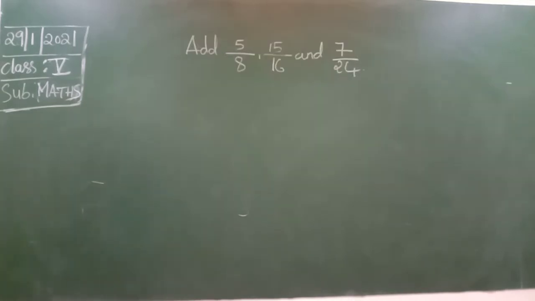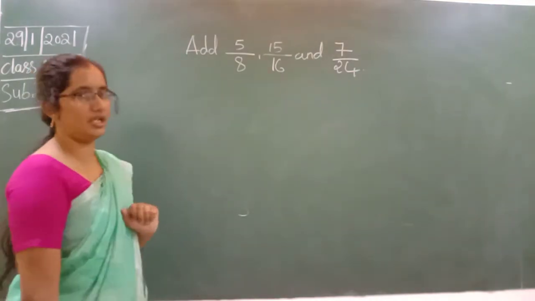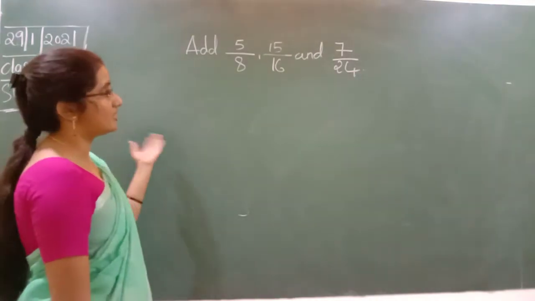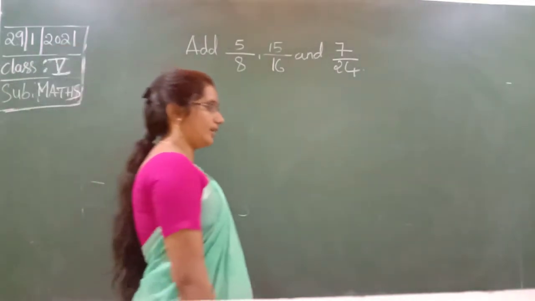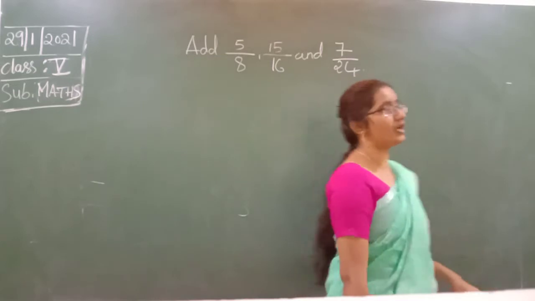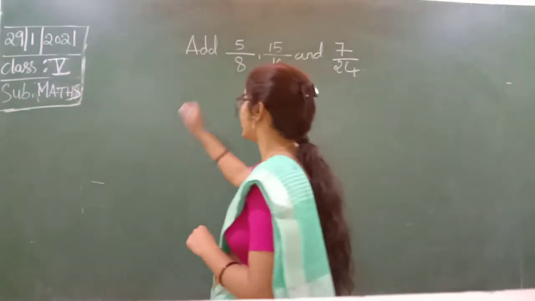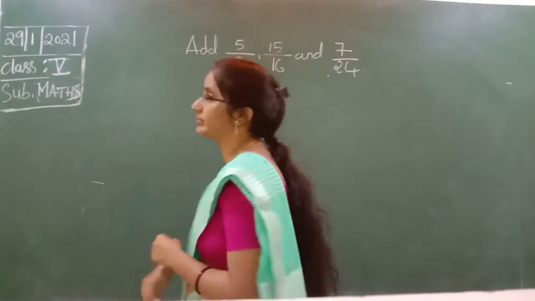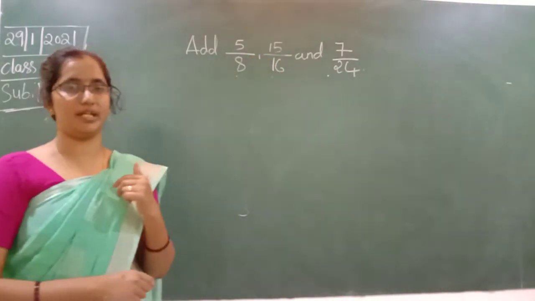In the previous example, we discussed two fractions. Now they gave three fractions. They are unlike fractions. If we have unlike fractions, we have to convert them into like fractions. How will you convert? By changing the denominators, by taking the LCM.